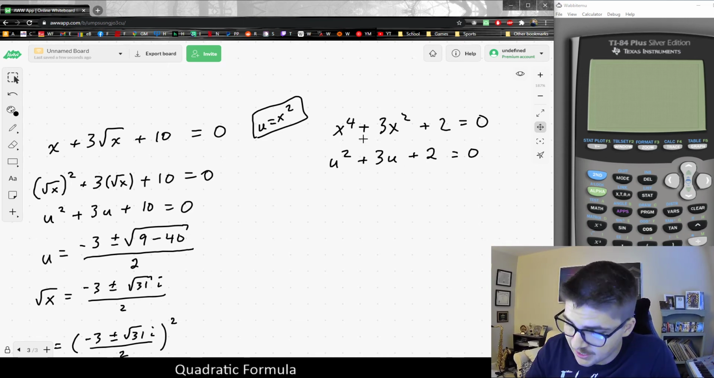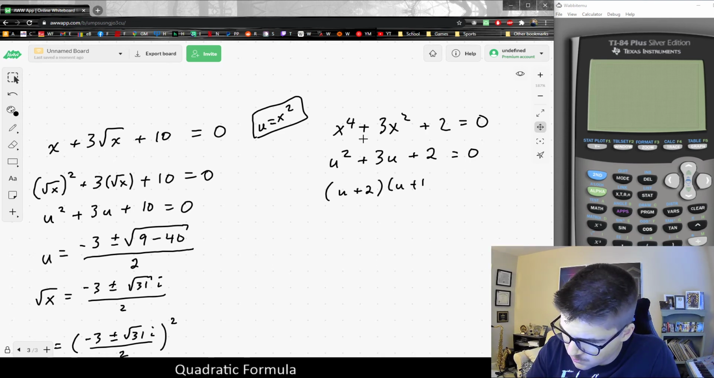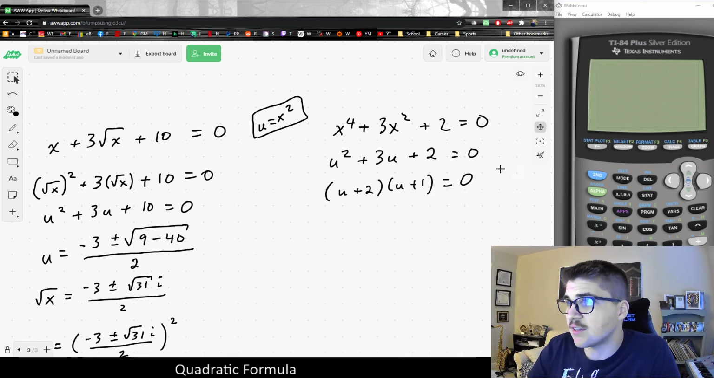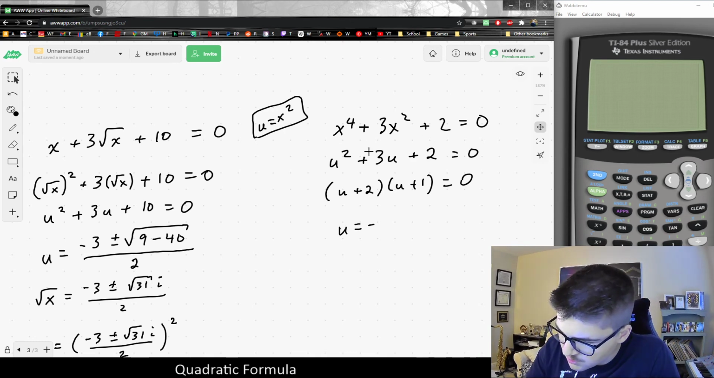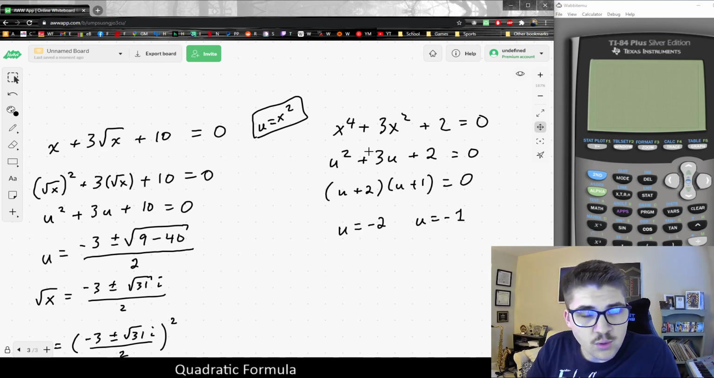And then, of course, I could progress via quadratic formula, or if you can factor it, like this one's really easy to factor, you could progress via factorization instead: u plus 2 times u plus 1. But of course, it is a quadratic, so you could use the quadratic formula if you prefer. This would give me two solutions, u is equal to negative 2 and u is equal to negative 1. And I could progress by taking the square root of both sides here.